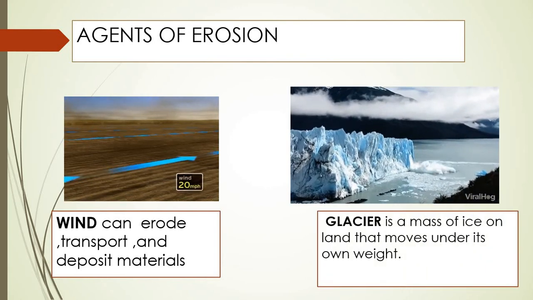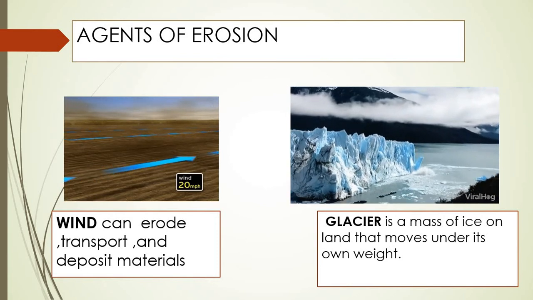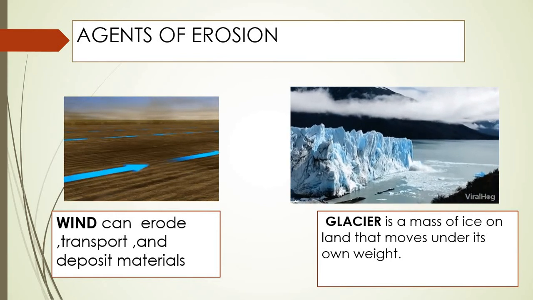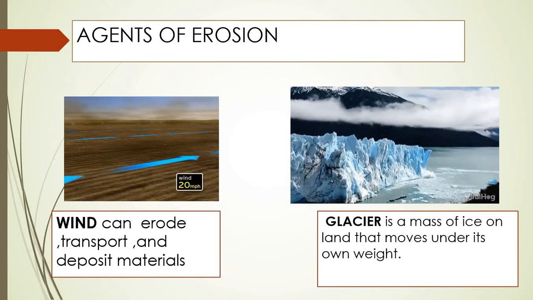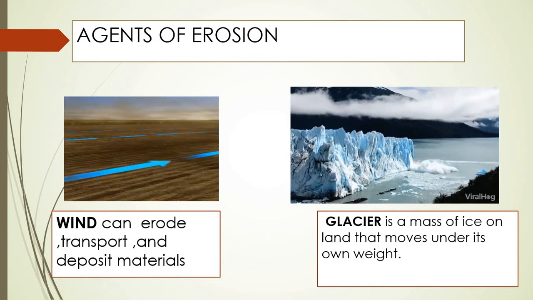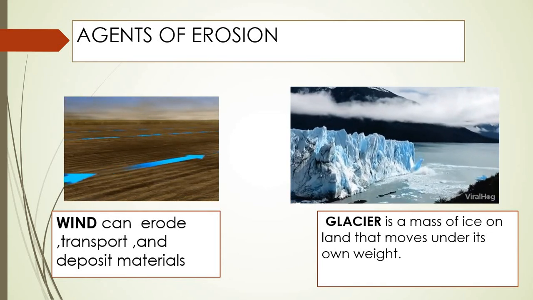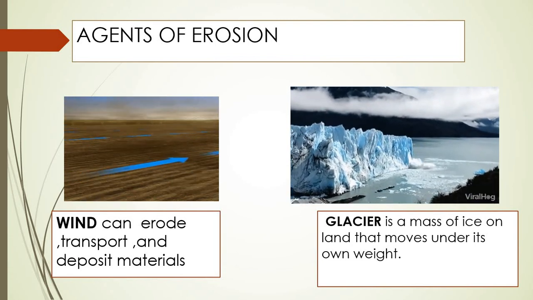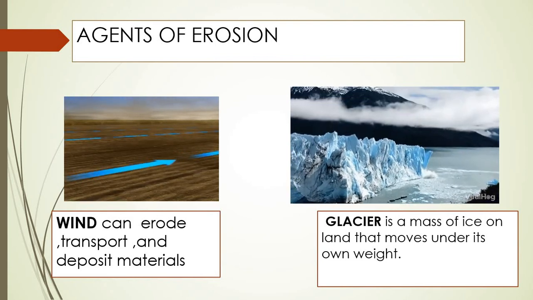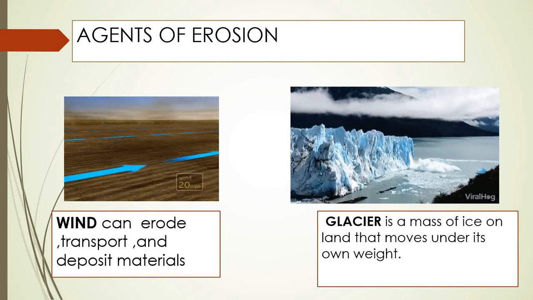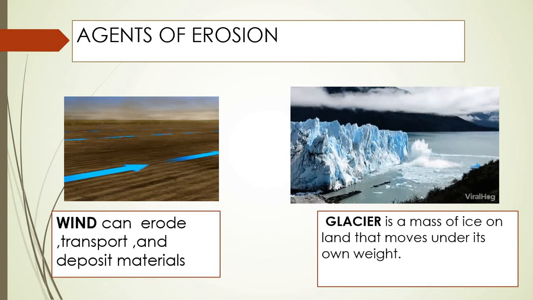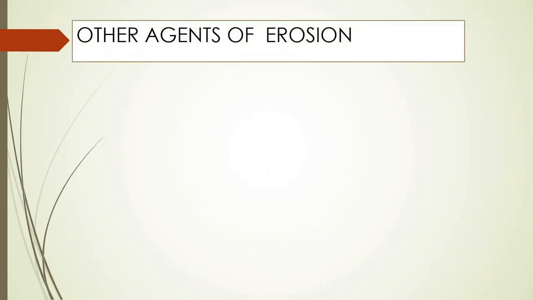A glacier is a mass of ice on land that moves under its own weight. It forms gradually from snow, but the quantity of snow needed to form a glacier does not fall in a single winter. Glaciers form in cold climates where some snow and ice persist throughout the year. Glaciers that form at high elevation in mountainous regions are called alpine glaciers, while those that cover a large area of the continent are called continental glaciers. We have also other agents of erosion.